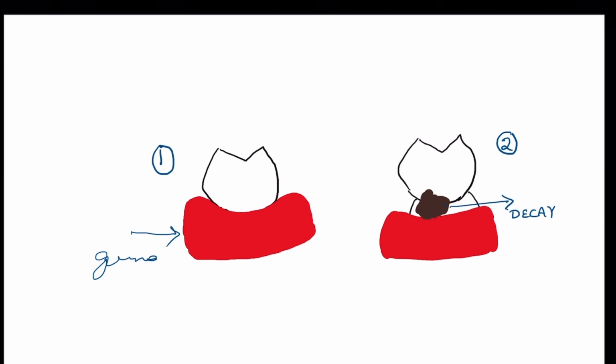In the first diagram we can see the crown part, and this red area is the gum which is covering your teeth. In the second diagram, we can see that the gum level has gone down compared to the first diagram, and this brown portion is the decay on the root. Now the gum covers the root surface, but in the second diagram the gum level has gone down, exposing the root surface, and this brown portion is the decay which has happened on the root.